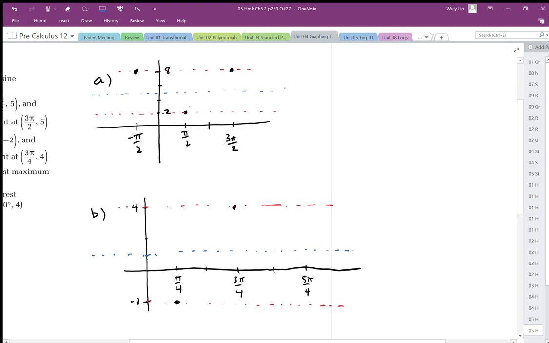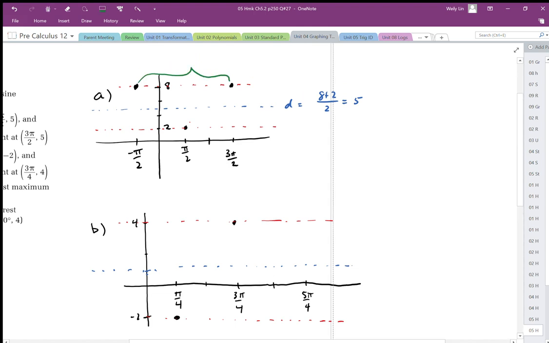The middle point D is going to be the average of the max and min positions. It's not the absolute value, because we want the actual position of positive 8, positive 2, and we get a middle position of 5. Our period is going to be based on our max to max, and that is going to be 2 pi in this case. If we subtract those two x coordinates, 3 pi over 2 minus negative pi over 2, we get 2 pi, so our period is 2 pi. So the b value is 2 pi over T, which is 1.